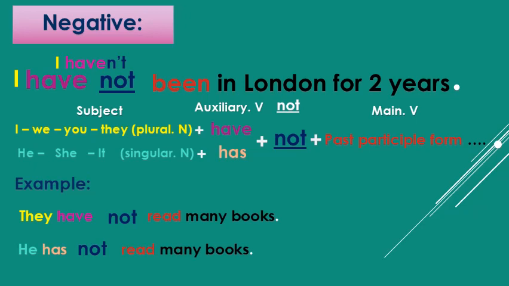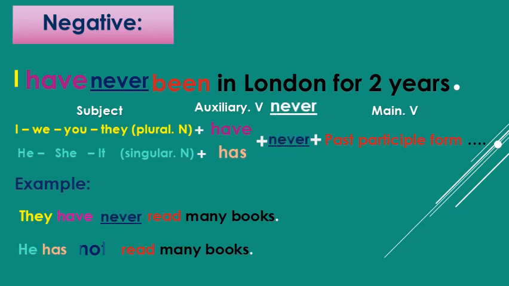And here we have another way. يوجد طريقة أخرى للنفي just by adding never. فقط نضيف never. So it becomes I have never been. إذن هنا حالة نفي. فقط بدل not نضيف never. So here's the example. I have never read many books. He has never read many books.